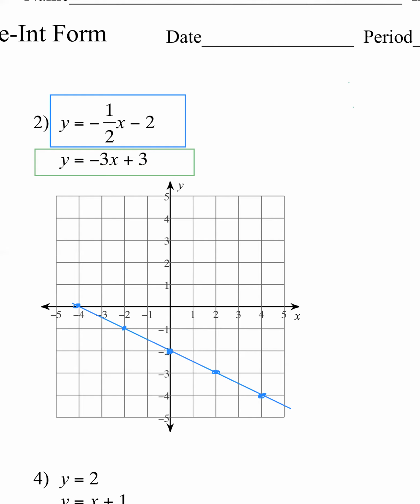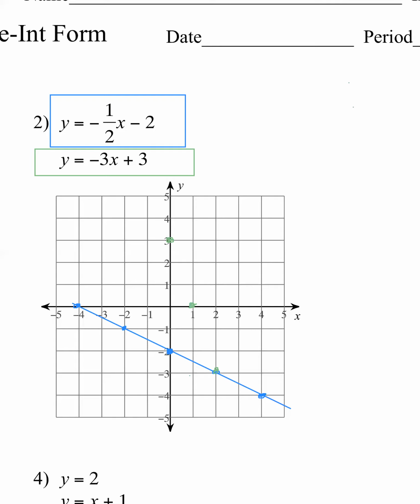Okay, y equals negative 3x plus 3. So we'll start at 3 on the y-axis. And then that slope of negative 3. Remember, if it's not a fraction, you can always make it a fraction by putting it over 1. So that slope tells me to go down 3 to the right 1. So down 3 to the right 1 would put me right here. Down 3 to the right 1.